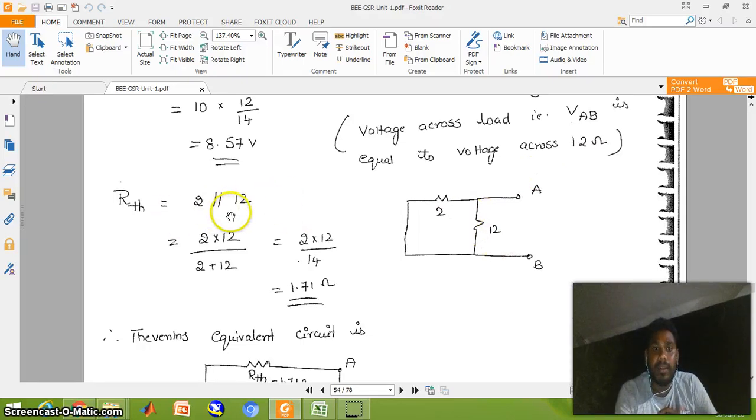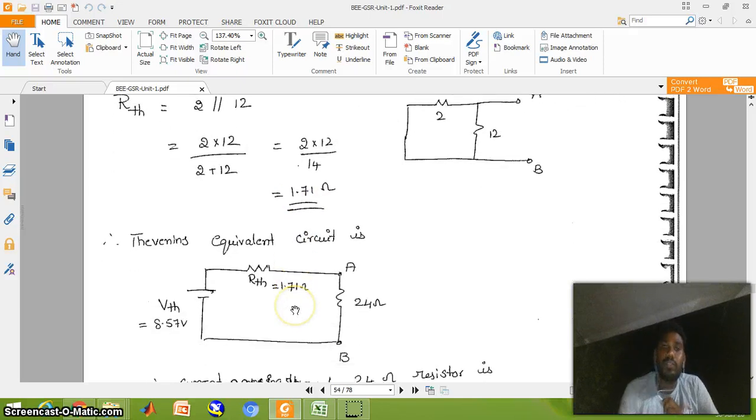Both are connected in parallel. According to the parallel circuit, R equivalent for two resistances is R1 R2 by R1 plus R2. So here, 2 into 12 by 2 plus 12. Calculating, the equivalent resistance is 1.71 ohms. Now the total circuit is replaced by a single voltage source in series with a resistance. That voltage is the Thevenin voltage, and that resistance is the Thevenin resistance. Already we calculated V Thevenin and R Thevenin, so substitute them in this circuit.